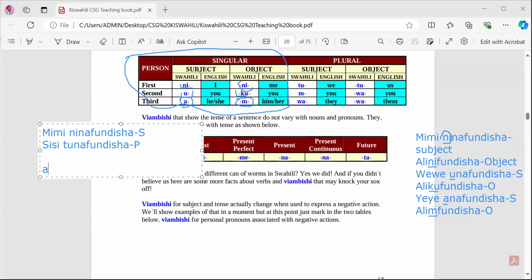We've said alinifundisha. This is the object's aspect of the singular ninafundisha. So it's alinifundisha. Now, the plural of the same object will remain. If you put this alinifundisha in plural, it will be alitufundisha.